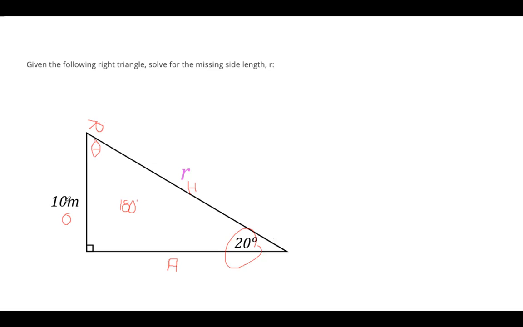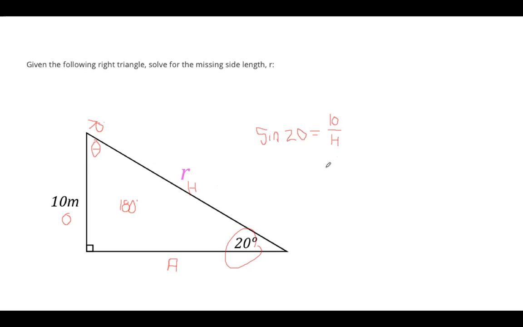SOH, because I do have the opposite side, but I don't have the hypotenuse. So why don't I just use SOH? So in this case, I type into my calculator sine of 20 is equal to opposite over hypotenuse, so 10 over the hypotenuse, which is also the same as side r. I'm just labeling it as the hypotenuse. And then I just solve for h.